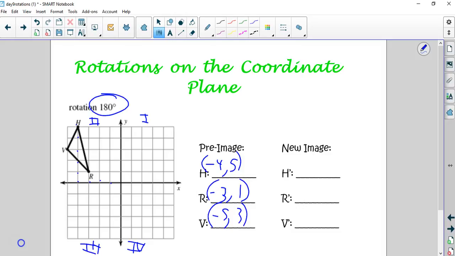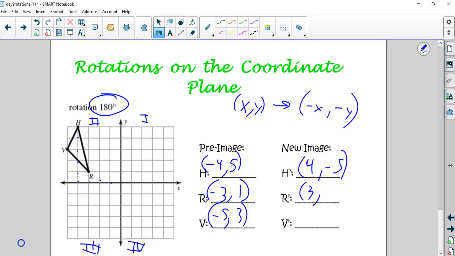Now remember, 180 degrees is when we take x and y and we just take the opposite of both. We don't switch them. So -4 is going to become +4, and +5 is going to become -5. For R prime, the -3 is going to become +3, and the +1 is going to become -1. And for V prime, the -5 becomes positive, and the y becomes negative.